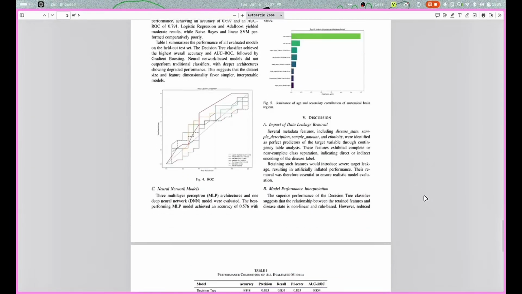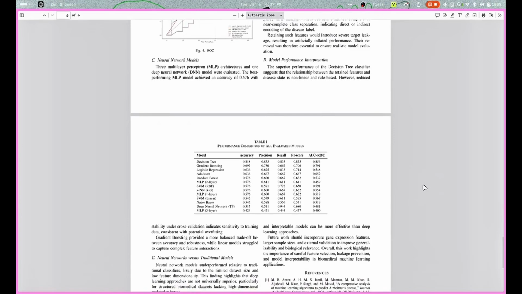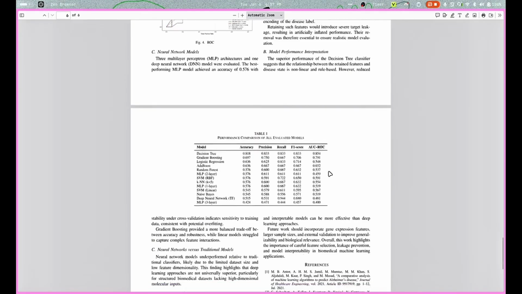While analyzing neural network models, that includes multi-layer perceptrons and a TensorFlow-based architecture, we found their performance was noticeably weaker based on the available data. This underperformance can be attributed to the relatively small dataset and the structured metadata-based nature of the features, which do not provide the large-scale, high-dimensional patterns that deep learning models typically require to perform well.